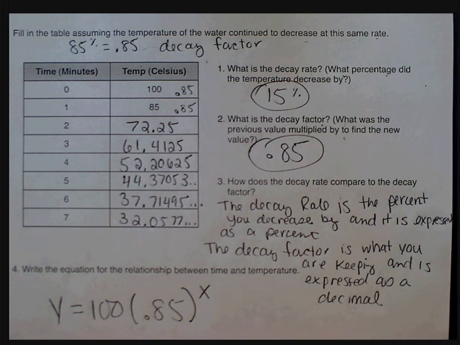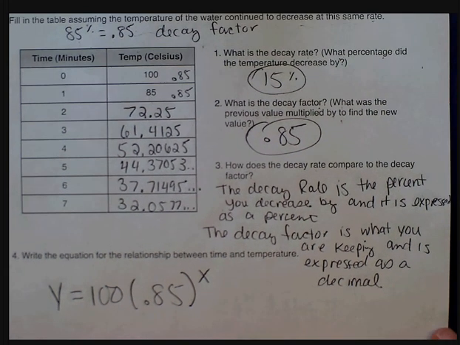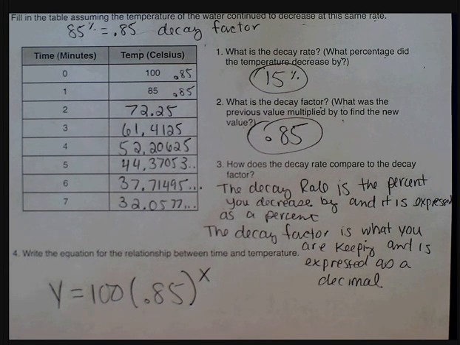So finally, we want to write the equation of the relationship between time and temperature. So that's y equals, we started at 100 degrees Celsius, and our decay factor is 0.85 to the x power. So y equals 100 times 0.85 to the x power is our equation.